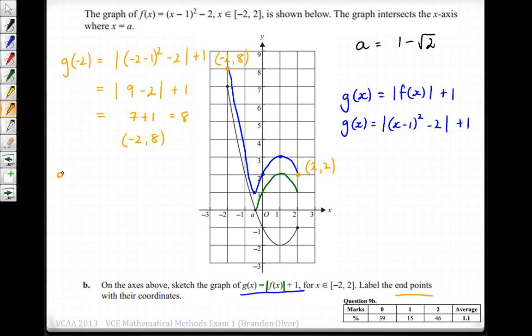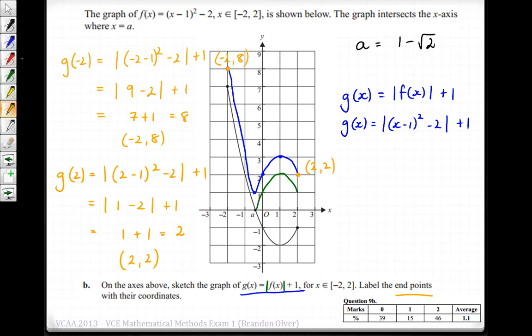And then the second point I need to investigate is g of 2, which is going to be the absolute value of (2 - 1) squared - 2 + 1. So just subbing it into g of x, I get the absolute value of 1 squared, which is just 1, minus 2 plus 1. So the absolute value of -1 is 1, plus 1 equals 2, which gives me the coordinate (2, 2).